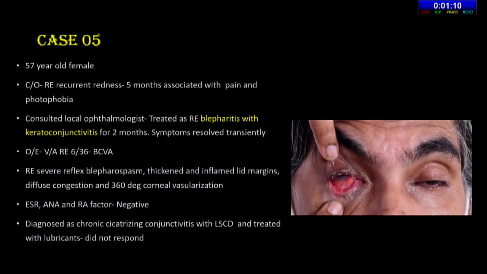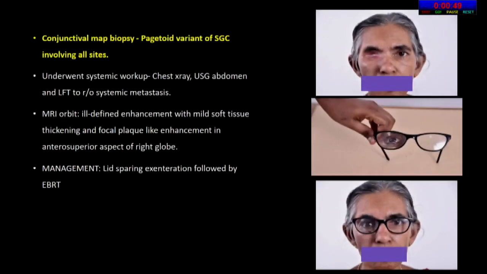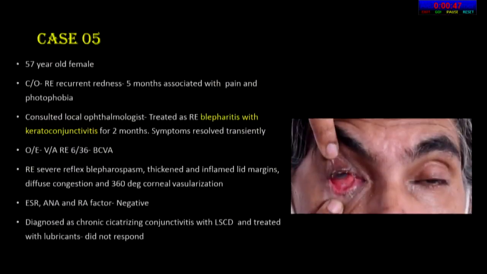And this is a 57-year-old male who came with recurrent redness and pain, and she was considered by a local ophthalmologist as blepharitis or keratoconjunctivitis. She had thickened lid margins, diffuse congestion, and ESR and all the granulomatous workup was negative, and she was diagnosed as chronic conjunctivitis with limbal cell deficiency, and she was not responding to any of the lubricants.